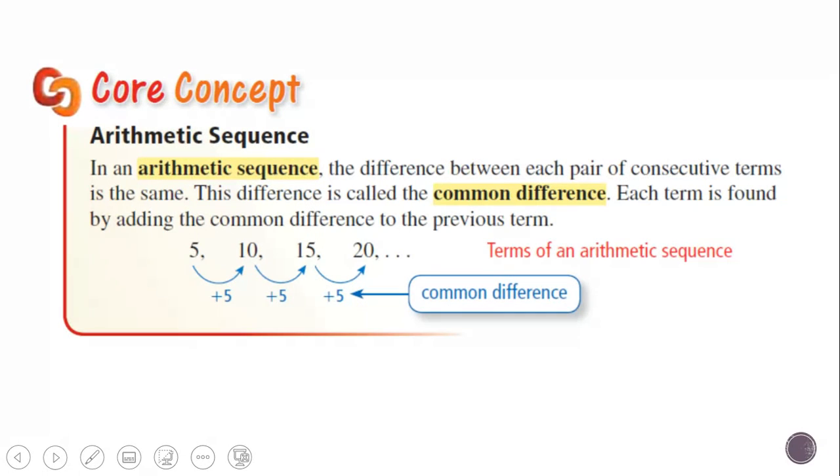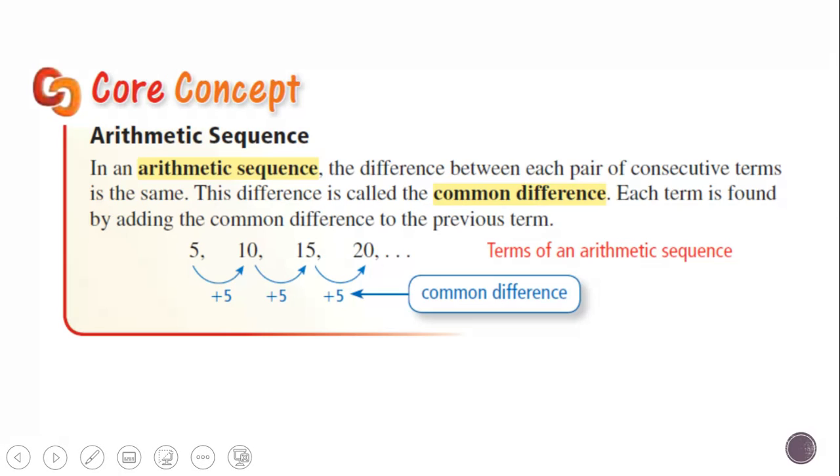So an arithmetic sequence, and make sure that you write down this definition. In an arithmetic sequence, the difference between each pair of consecutive terms is the same. This difference is called the common difference. Each term is found by adding the common difference to the previous term. So when we're dealing with an arithmetic sequence, we have a common difference, meaning that we're going up or down by the same amount each time.